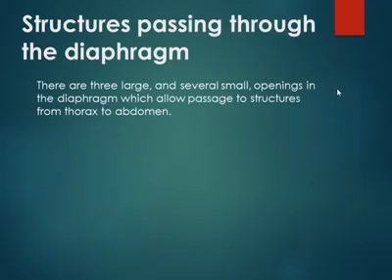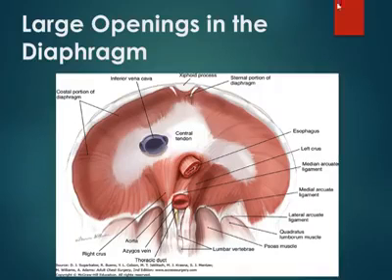Structures passing through the diaphragm. There are 3 large and several small openings in the diaphragm which allow passage to structures from thorax to abdomen, as we have discussed before. This is a structure of diaphragm showing some large openings like inferior vena cava opening, esophageal opening, as well as aortic opening.